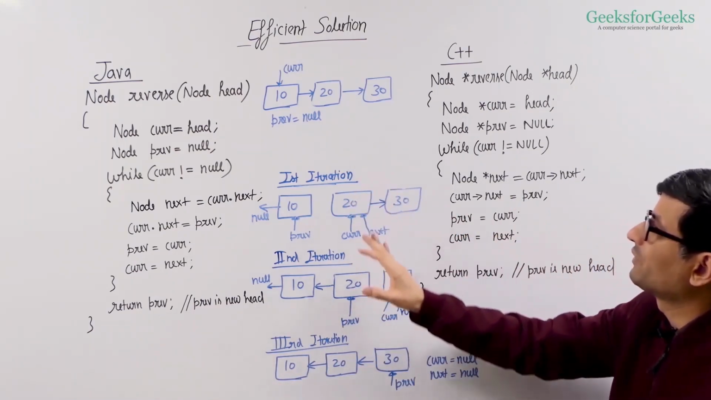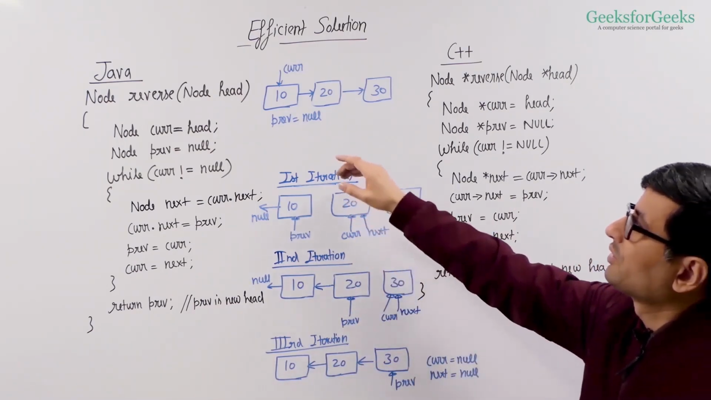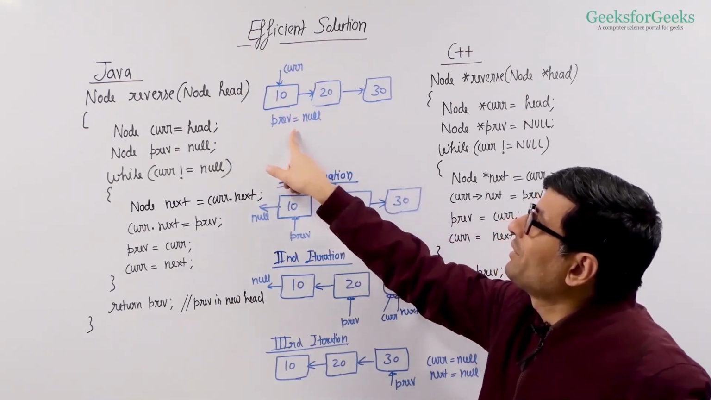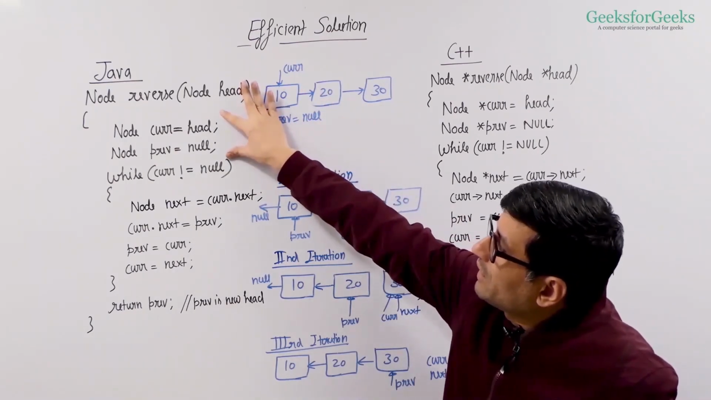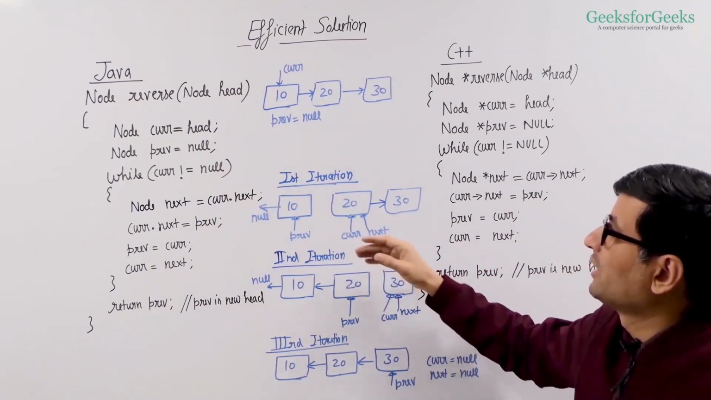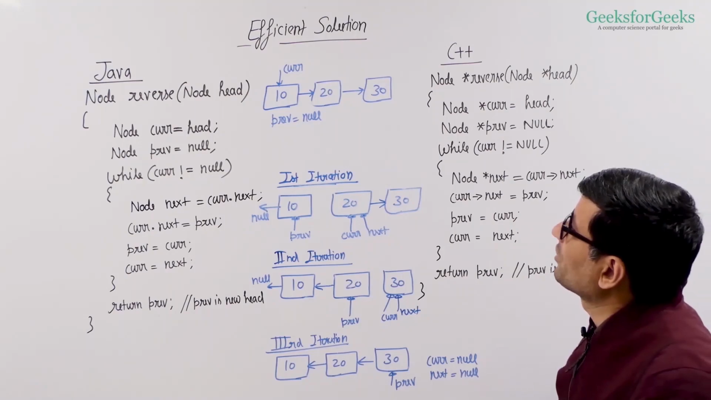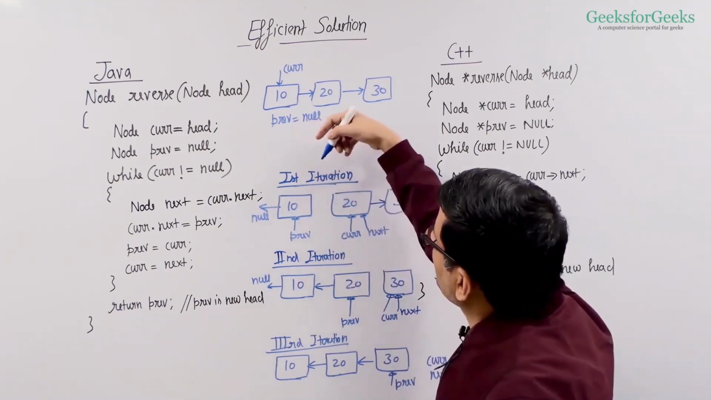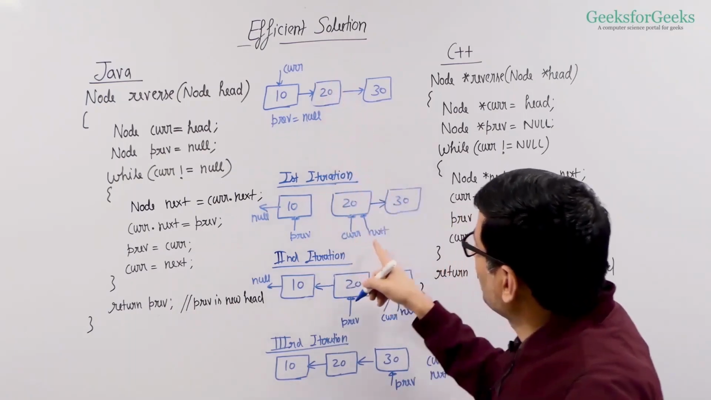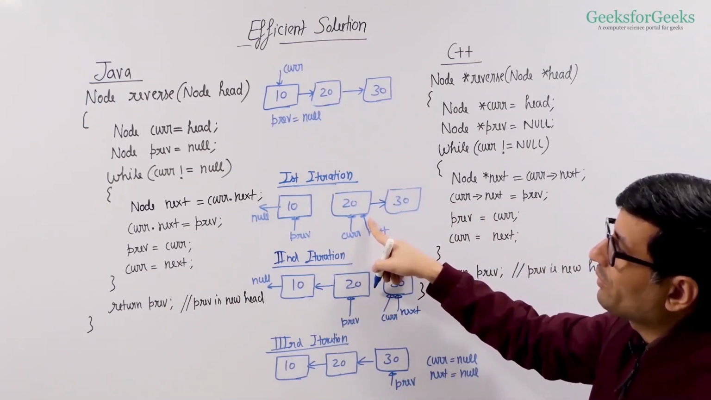Let's see the working of this code one by one. So initially we have this thing. We have current at the head. We have previous as null. Right? That's what we have at the initial stage. Now we begin with the first iteration. And inside this first iteration, what are we going to do? We are going to first store next as current arrow next or current dot next. So our next becomes this.